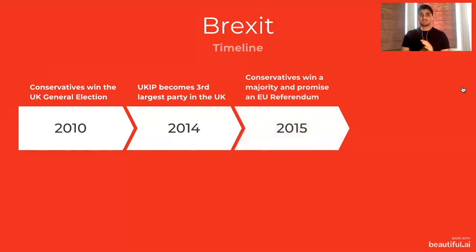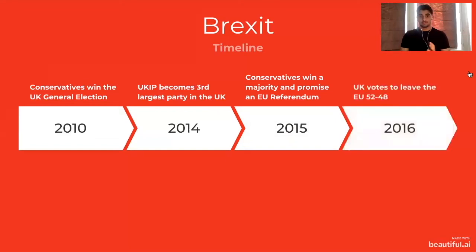In 2015, the Conservatives win a majority in the UK general election. They're finally in full control. And one of their promises to the British people, if they were to win the election, was that they would finally have a referendum on membership of the EU. And of course, what happened in 2016, against all odds, against the majority of political commentators in the UK, somehow the UK votes to leave, 52 to 48.